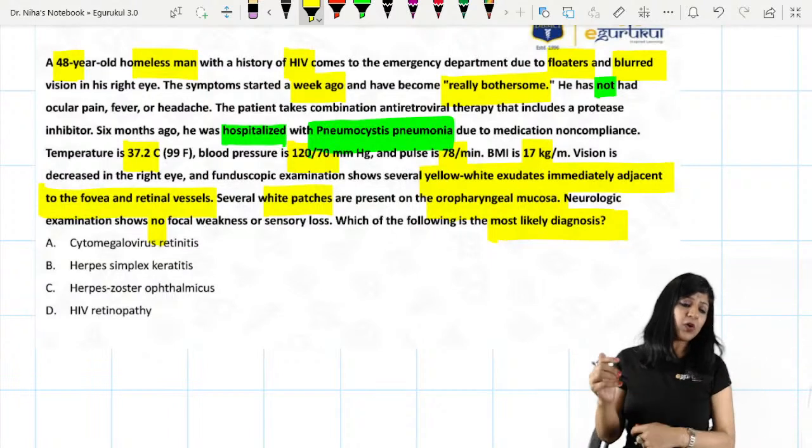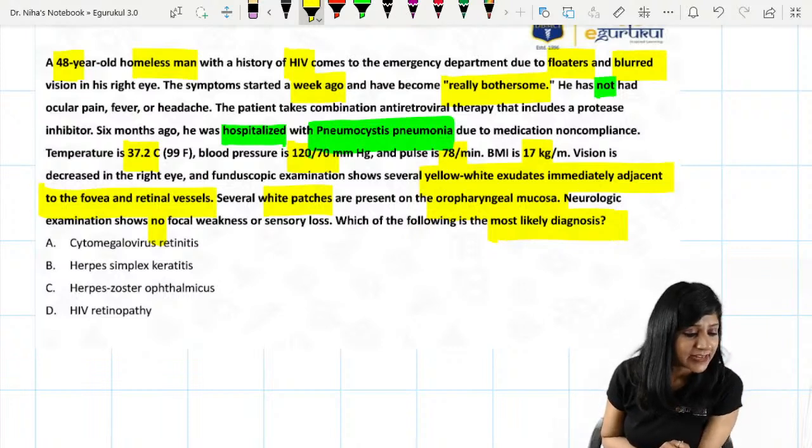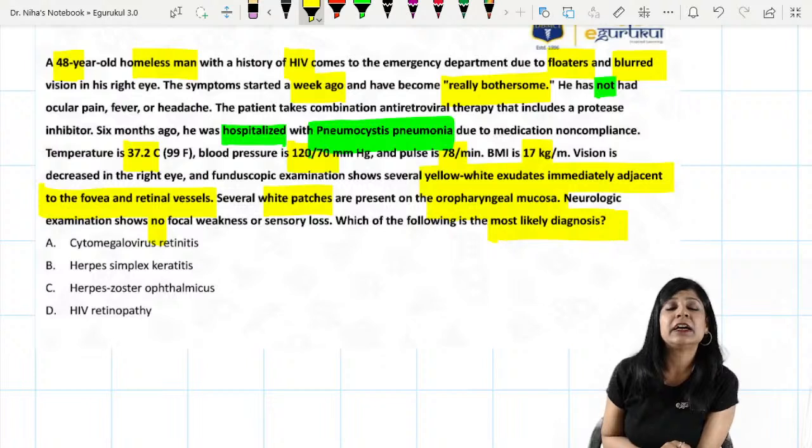Elshing's pearl. How Elshing pearls, Balaji? Ganesh is saying CMV retinitis. First of all, let us move line by line.